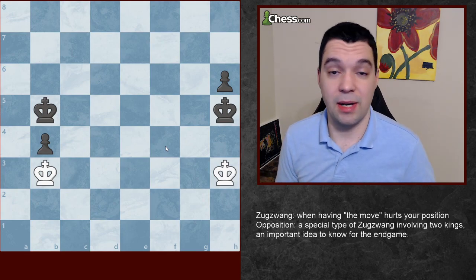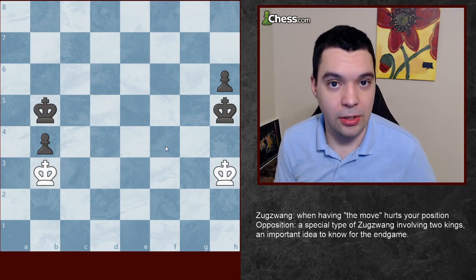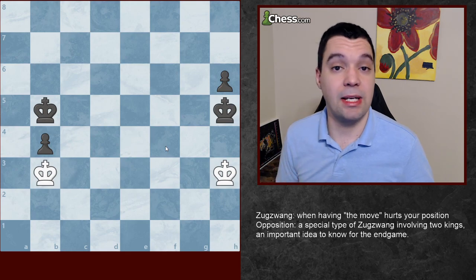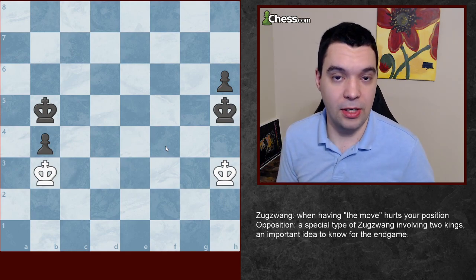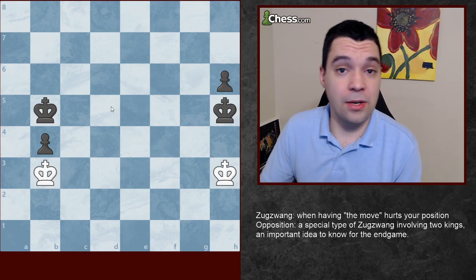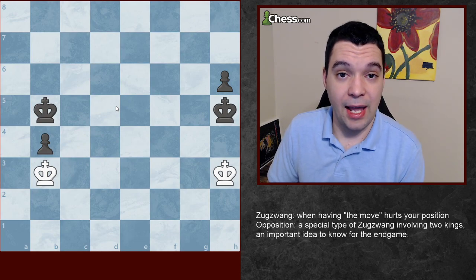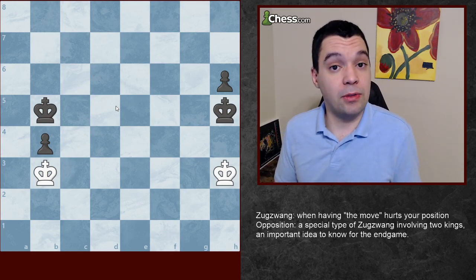Okay, so I've shown some very basic ideas of Zugzwang. There's more to learn on that. And I've shown some very basic ideas of the opposition. There's more to learn on that. And I've also shown when you can win with the king and pawn versus king and when it becomes a draw. So hopefully you've learned something from this video.